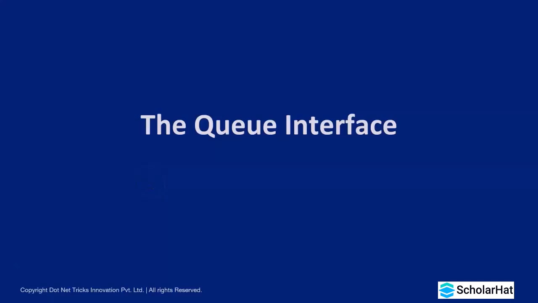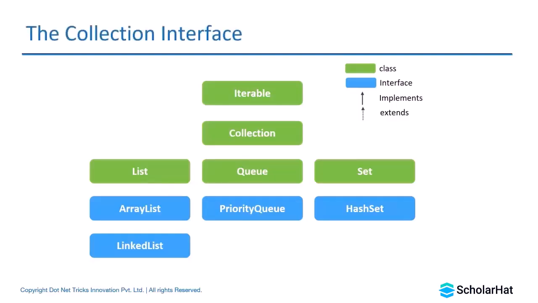Today in this session I am going to talk about the queue interface. As I discussed in the collection hierarchy, Iterable extends into the Collection interface, and then that Collection interface extends into further nested interfaces like List, Queue and Set. Queue is one of the interfaces that again extends the Collection interface in this hierarchy.